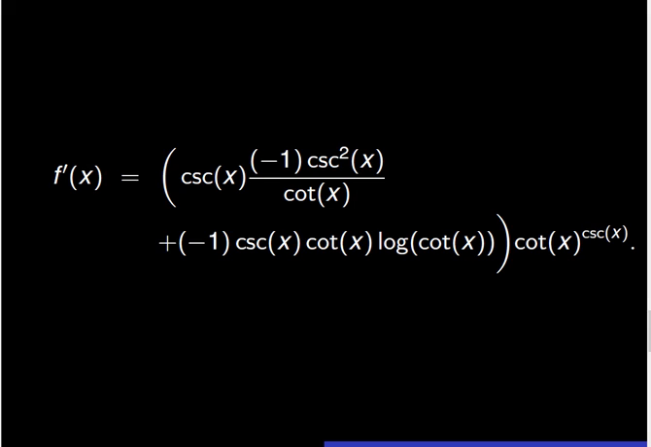This final expression can also be given as follows: f prime of x is equal to the quantity cosecant of x, times the fraction minus 1 times cosecant square of x over cotangent of x, plus minus 1 times cosecant of x times cotangent of x, times logarithm of cotangent of x, times cotangent of x to the power cosecant of x.